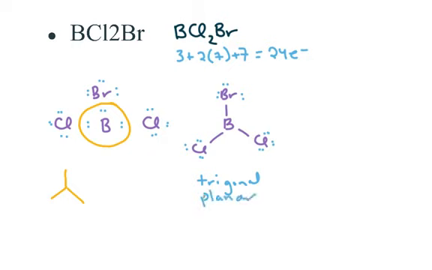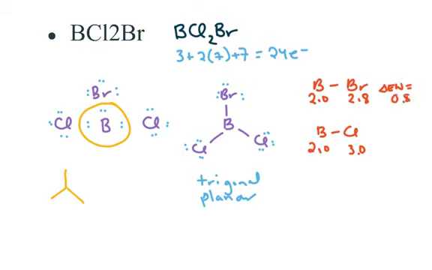And again, I'm going to have to check 2 different types of electronegativity. I'm going to have to check my BBr and my BCl to see what's happening here. So boron is 2.0. Bromine is 2.8. Chlorine is 3.0. So for the first one, I've got a difference of 0.8. So this is a polar covalent bond.